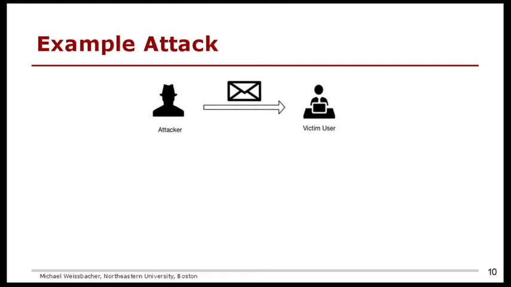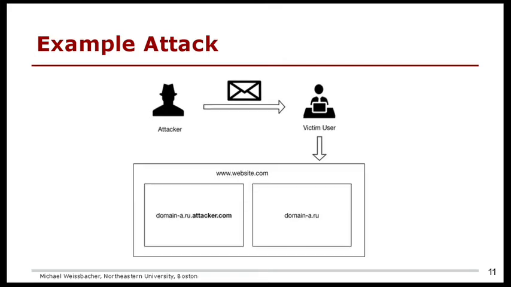The attacker is sending an email to this victim user with a link to its website, or is otherwise getting the user to click on something. So here we use website.com or anything else that can look unsuspicious. In here we have two iframes. One is domain.a.ru and the other one is domain.a.ru.attacker.com. What happens here is then we can send a post message from this attacker side to the benign side, which is going to execute this code, and we can leak back a cookie to the attacker.